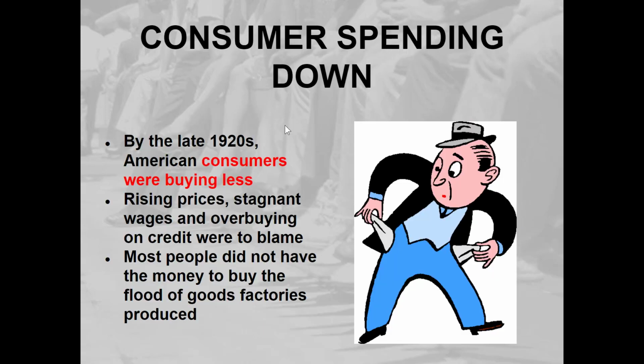The other thing is consumers are spending down. What that means is that consumers are buying less. Okay, prices are rising. The reverse of having a lot of things in the market, where prices go down, is that if you have less of a supply, then the prices are going to go up. And that's what's going to happen in the 20s.